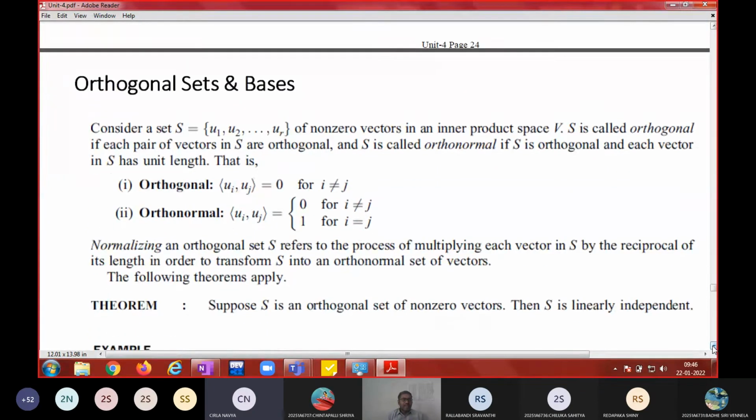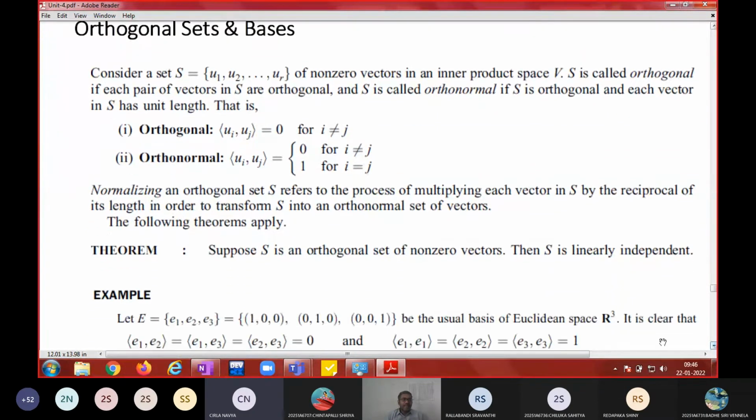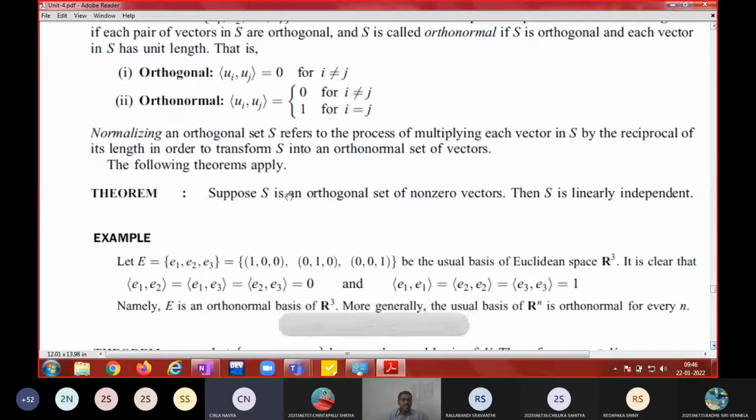Okay. So I said orthogonal sets and bases. If any two elements are orthogonal, that is said to be an orthogonal set. And that orthogonal set becomes orthonormal if the norm is 1, that means the inner product of those two vectors is 1 for every i. So if S is orthogonal, then S is linearly independent.